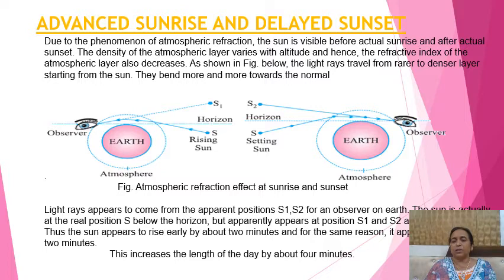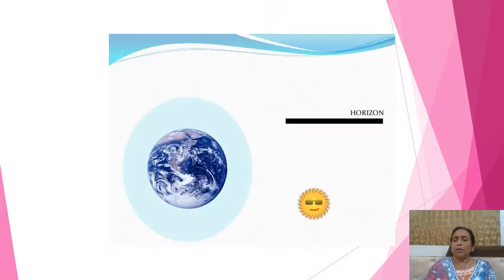Atmospheric refraction takes place. Here in this figure you can see the sun is below the horizon at point S, but it appears as though it has reached the point S1. Let us see what happens. The sun is below the horizon. You can see the sun below the horizon.